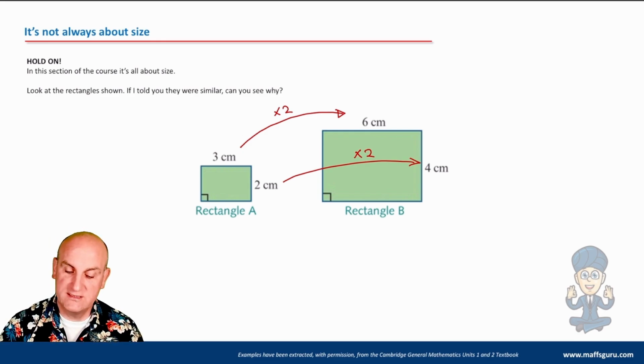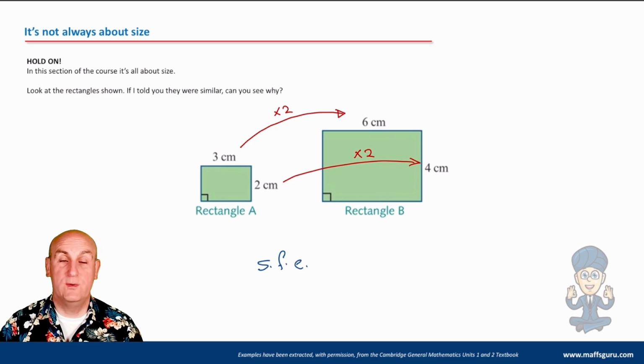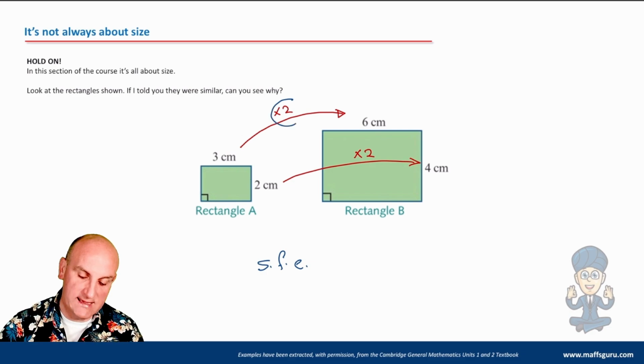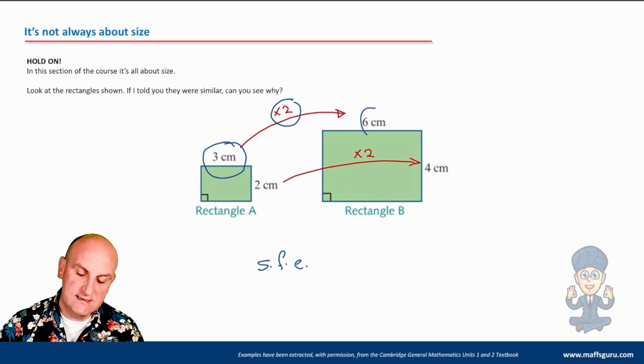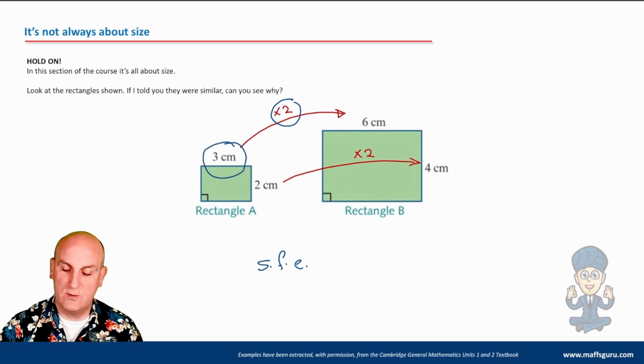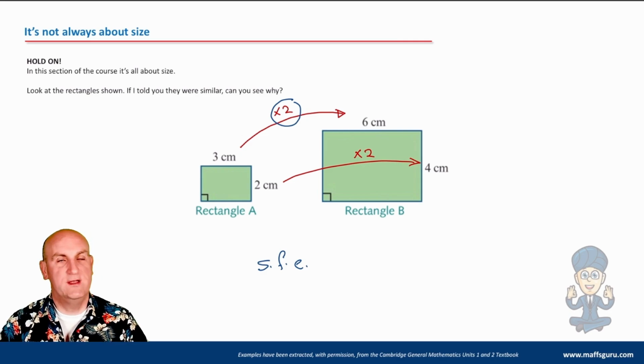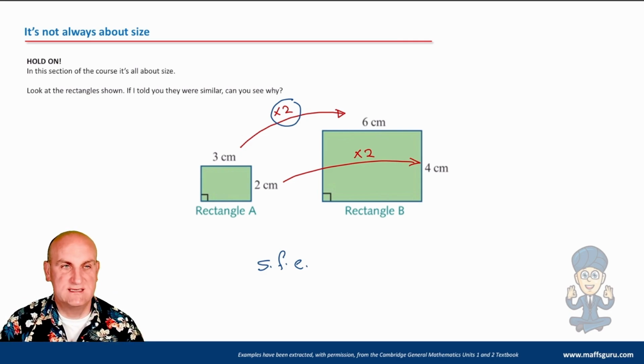Oh, hold on, throwing in some language there. Scale factor of enlargement is what we call it in the United Kingdom, and that's basically this multiplier here. By how many times have I enlarged one side to get to the other? So that's why we call it the scale factor of enlargement. If I use that, don't get confused. It just means that's the multiplier I've used.